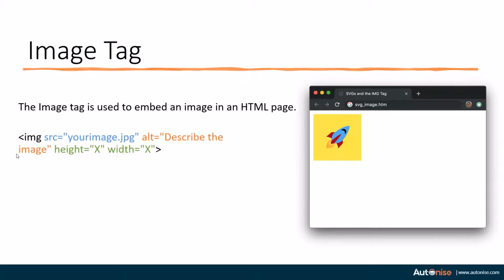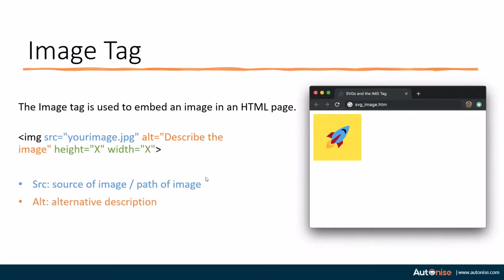So first, we begin with the image tag name. Inside the tag name, you have multiple attributes. Over here, you can see the source attribute, the alt attribute, the height, and the width attribute. Let's see what the source attribute is. Inside the source attribute, you put the source of your image or the path of your image. So you have to specify the address where your image is inside the source attribute.